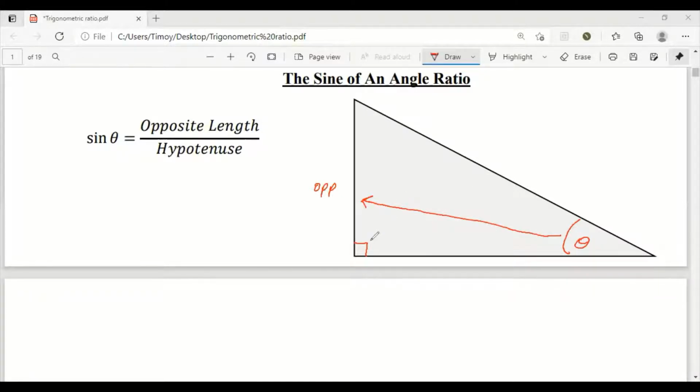Now, we know that the hypotenuse is always the longest side on the right angle triangle, and it is always opposite to the 90-degree angle. So this side here is going to be the hypotenuse. Which means that the side that is alongside the angle, that helps to make the angle, is what we call the adjacent. That's how you would label the sides of your right angle triangle.